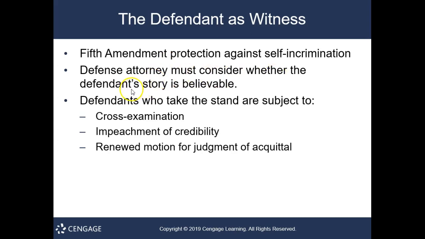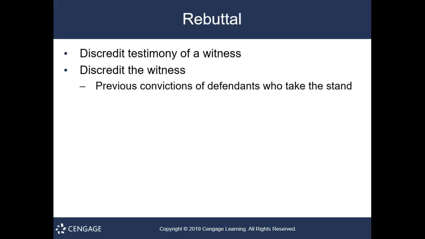The defense attorney must consider whether the defendant's story is believable before they put their defendant on, and how competent they are to testify on very vigorous cross-examination. Then the defendants who take the stand are subject to cross-examination by the prosecutor, impeachment of their credibility by the prosecutor, and renewed motions of judgment of acquittal after they testify. But what's very important about this is very many defendants have criminal records, and sometimes felony criminal records of crimes of moral turpitude. And those can be used to affect their credibility. So essentially, by putting the defendant on, you bring on their entire rap sheet of the serious crimes that they've committed. And that will definitely have an effect on the jury, to say the least.